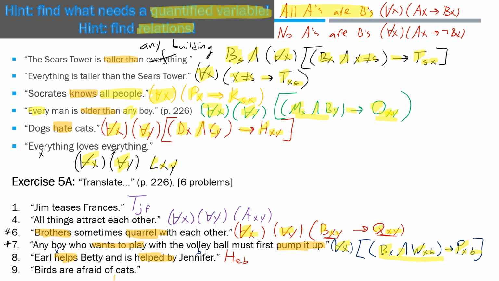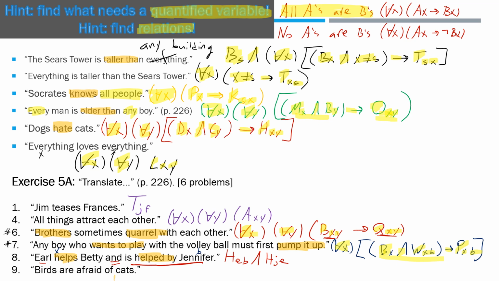Earl helps Betty. We have a conjunction and is helped by Jennifer. So Earl is helped by Jennifer. So capital H, lowercase j, lowercase e. So the order matters. The j comes before the e because it's Jennifer that's helping, right? So if Earl is helped by Jennifer, then that means Jennifer helps Earl.